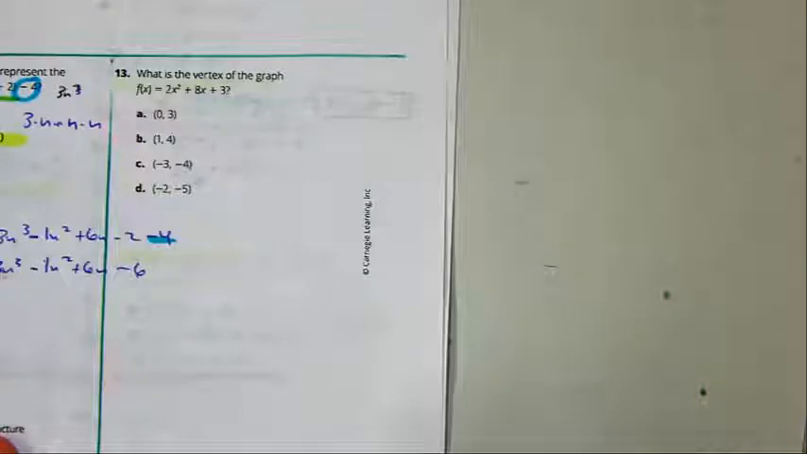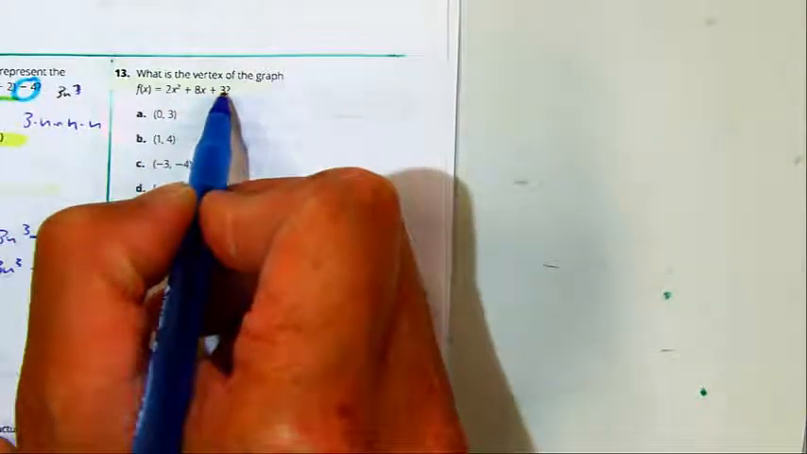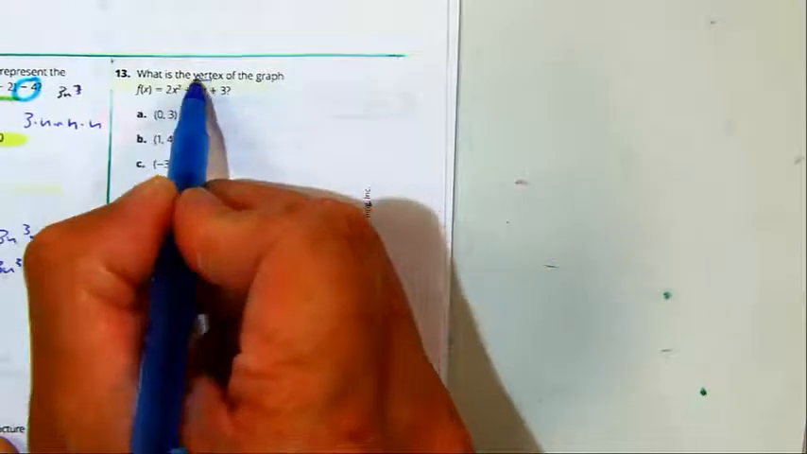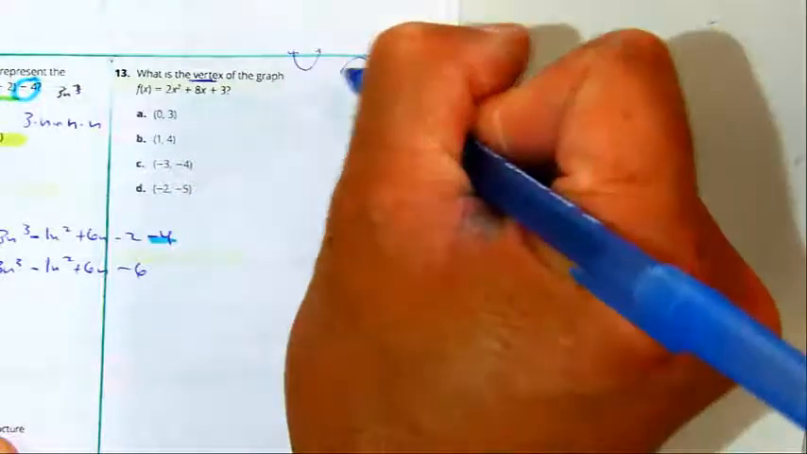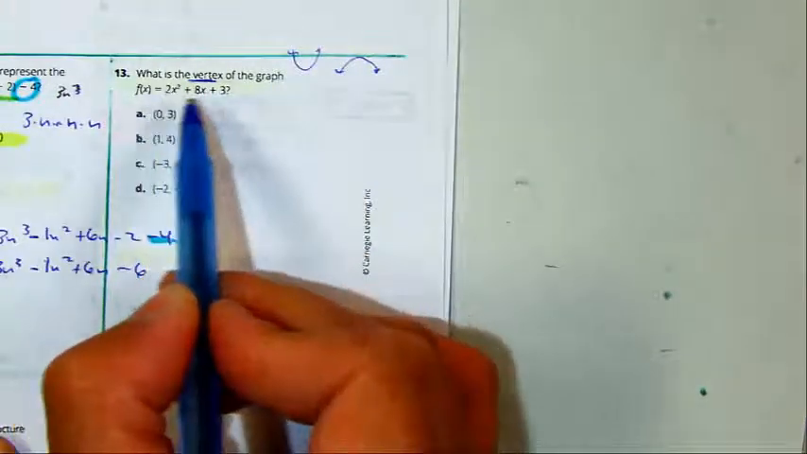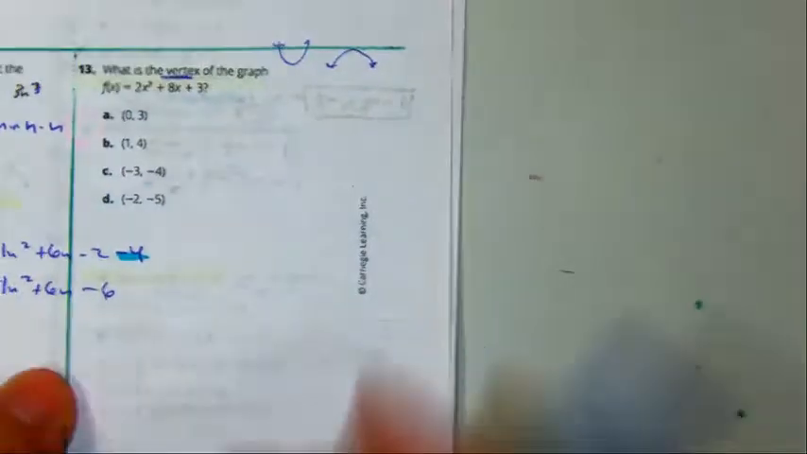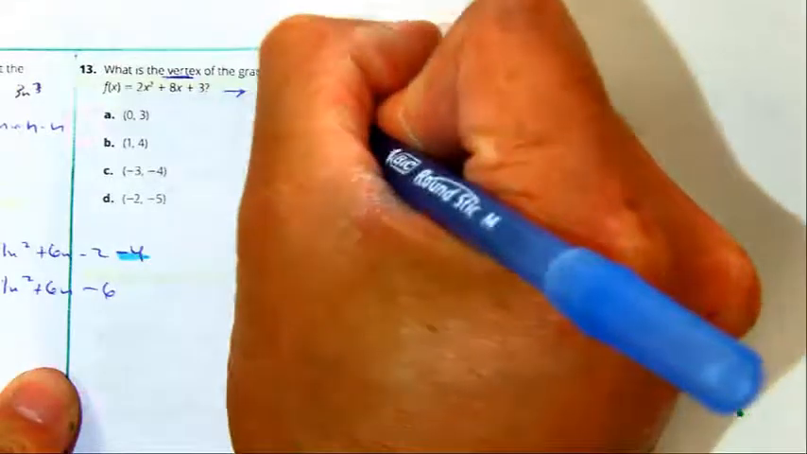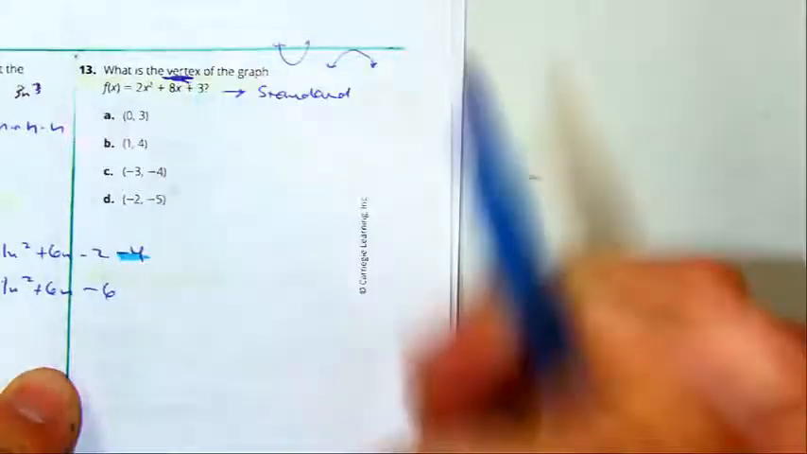Question number 13 says, what is the vertex of the graph of f of x equals 2x squared plus 8x plus 3? The word vertex is just the lowest or highest point. And you're going to have to use some equations. In this problem, they give you no parentheses. So what form is that? This is standard form. And in standard form, there's an equation, if you look at your foldable, for the vertex.